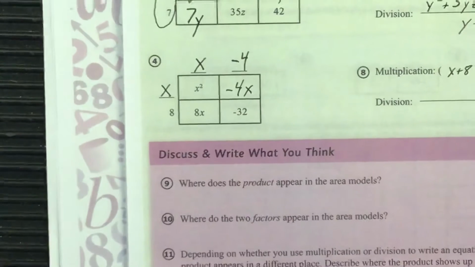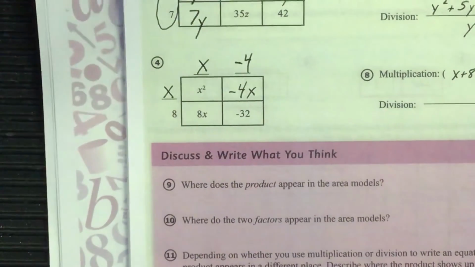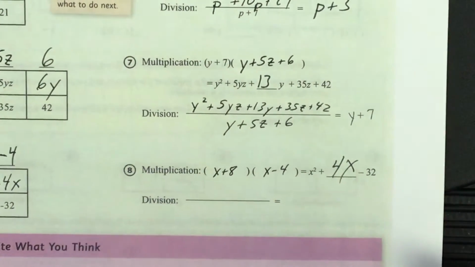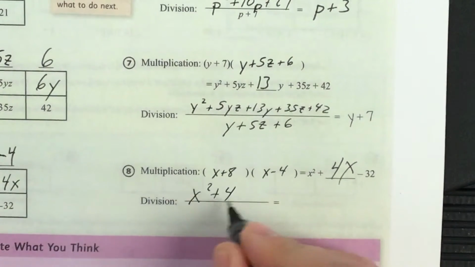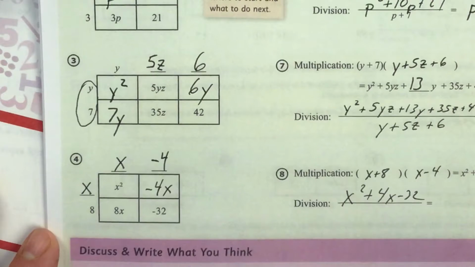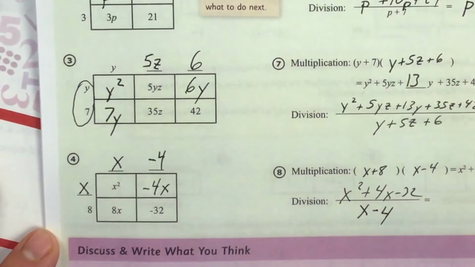How many x's do I have on this one? 2. And what's the value? 4x. 8x minus 4x is 4x. Division problem. So again, I'm going to take the middle, which you just told me was x squared plus 4x minus 32. Divide it by, do you want to divide it by the top or the left side? The top. So I'm dividing it by x minus 4. And that's going to equal?